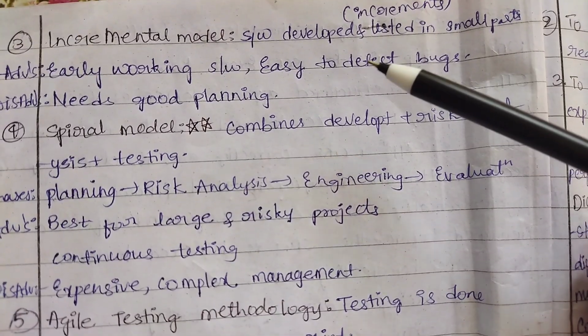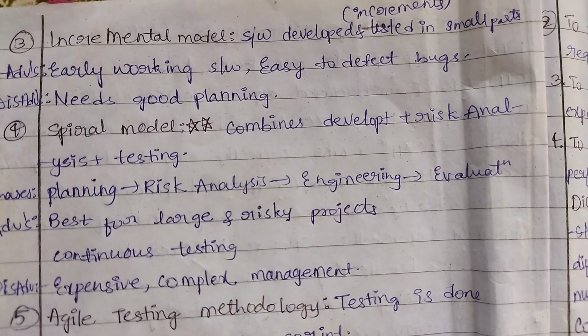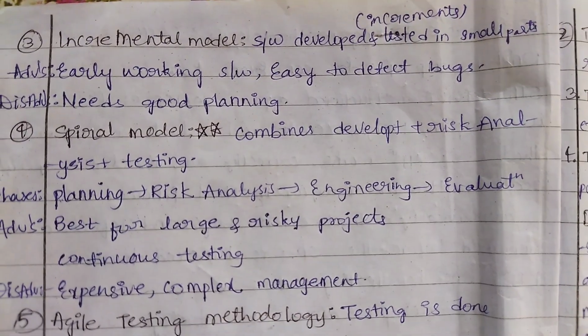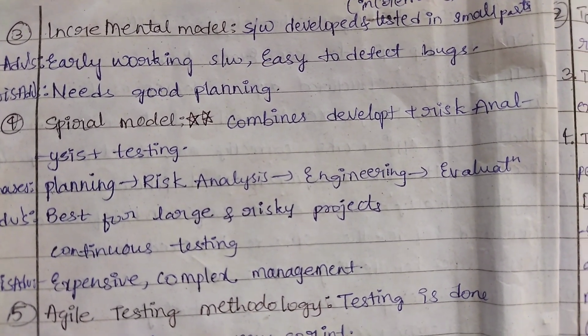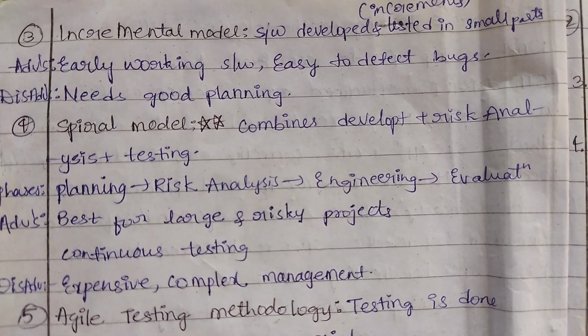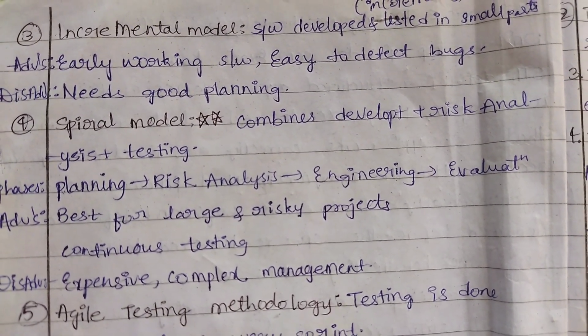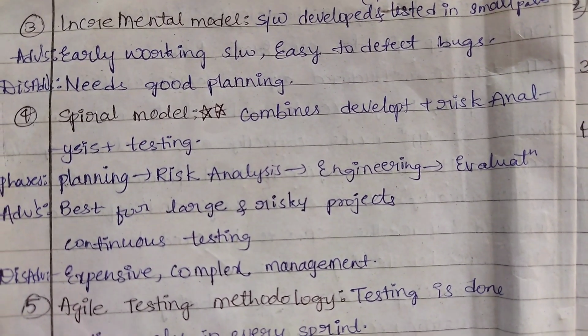And we have some disadvantages of this method. It is a step-by-step incremental model of testing. The disadvantage of this incremental model is that it needs good planning. If we don't have a good plan, then it is difficult to test the model.